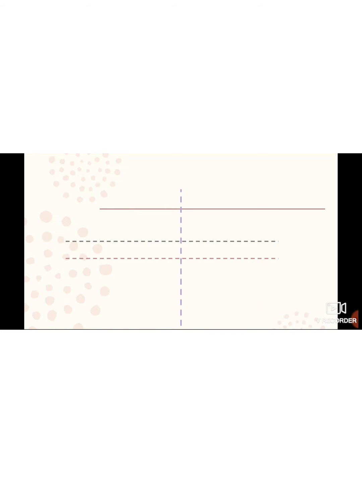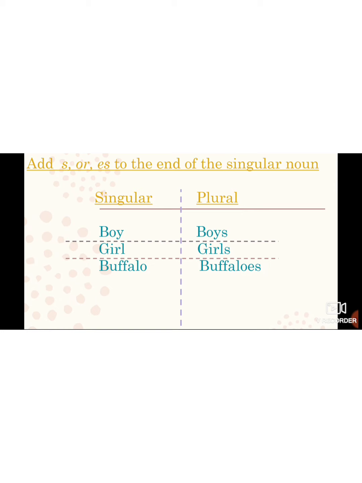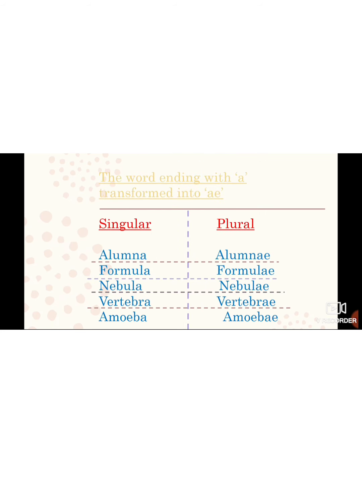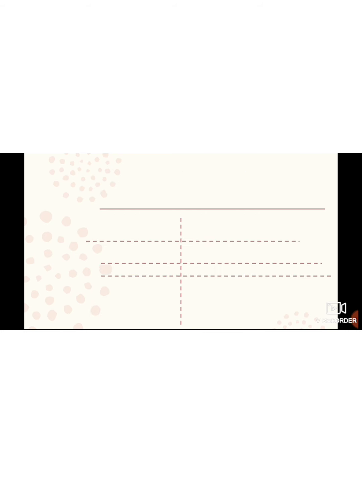Let's see the next one. This one you know already. Add -s or -es to the end of the singular noun. For example, boy for singular, boys in plural. Girl, girls. Buffalo, buffaloes. This is the first rule today. Then the second one is words ending with -a transformed into -ae. Alumna changes into alumnae. Formula, formulae. Nebula, nebulae. Vertebra, vertebrae. Amoeba, amoebae.